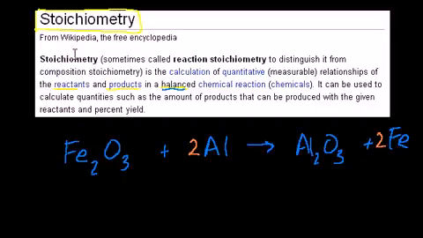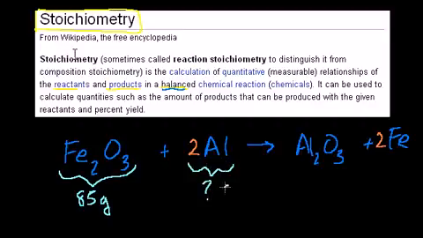So let's say that we were given 85 grams of the iron 3 oxide. My question to you is, how many grams of aluminum do we need? Well, you look at the equation, you immediately see the mole ratio. For every 1 mole of iron 3 oxide, we need 2 aluminums.